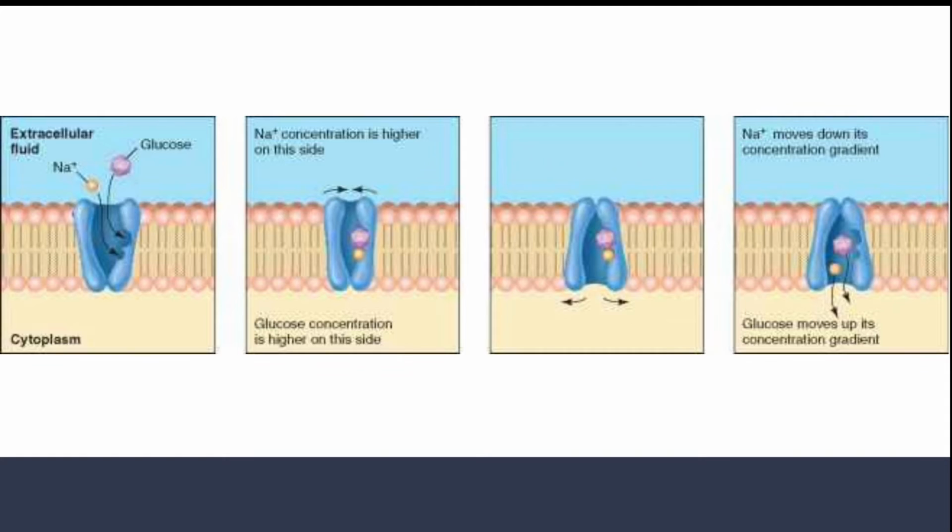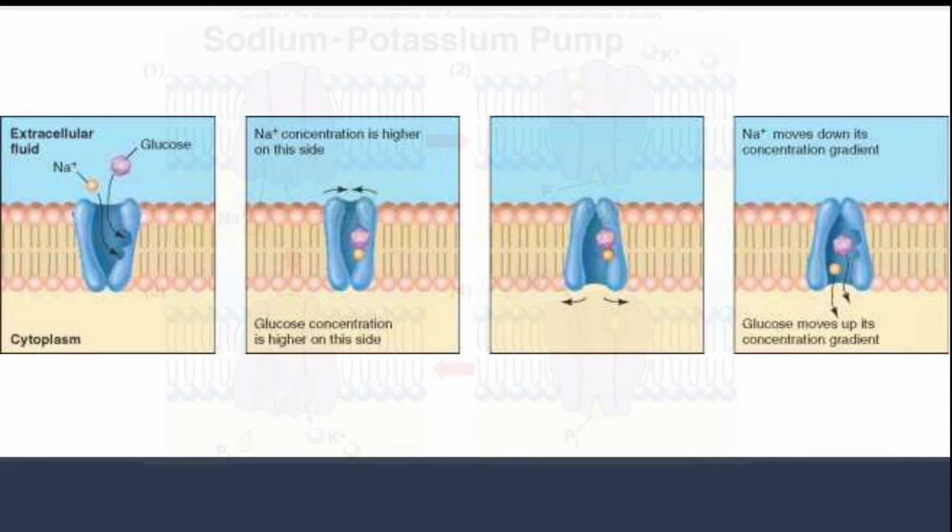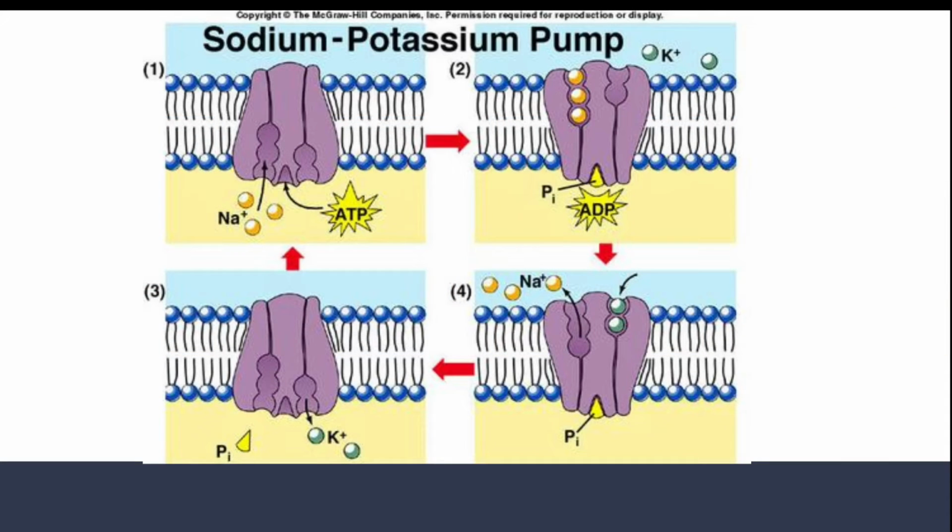These use molecules moving with their concentration gradient to power the movement of another molecule against its gradient. So as we see in the image, sodium is moving down its concentration gradient, while glucose is trying to move up its own. Glucose uses that opening of the transporter from the sodium to get the energy to go where it needs to go. Another type of transporter is an ATP-driven pump.